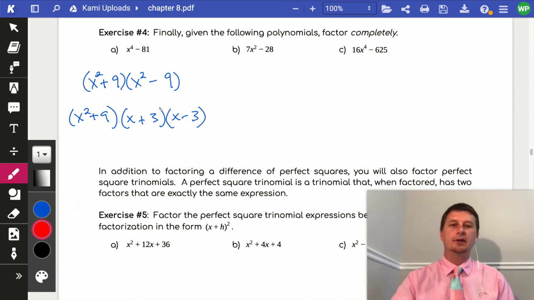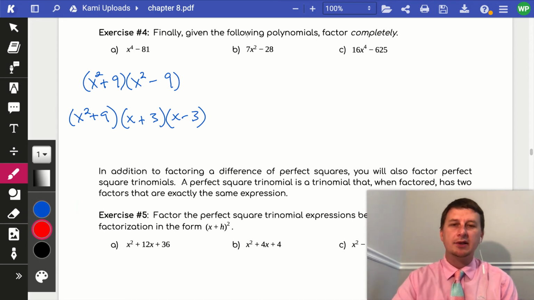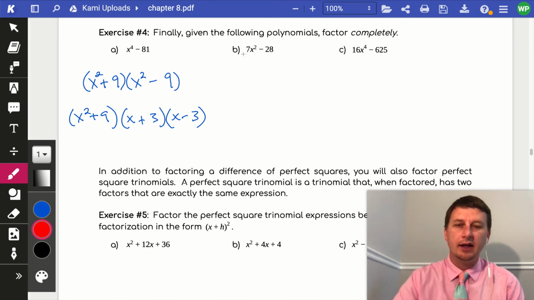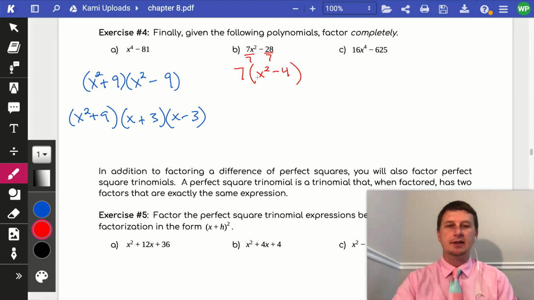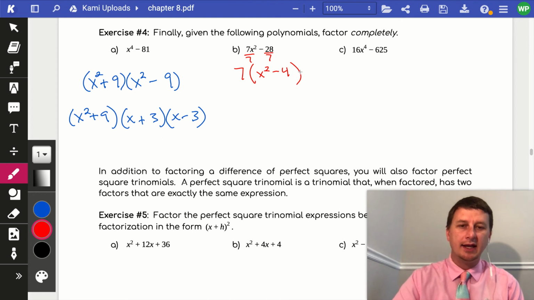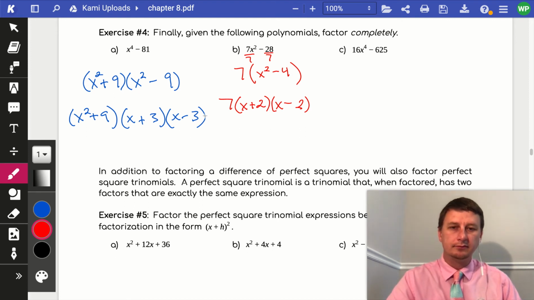All right, let's take a look at part B now. Part B, we want to ask ourselves, is there a GCF? And yes, there is. The GCF here is 7. And we divide each term by 7, and we are left with x squared minus 4. Look inside those parentheses. Can it be factored further? And the answer is yes, once again, because inside those parentheses, we do have a difference of two perfect squares. So we're going to have x and x. 2 times 2 will give us 4, and separate those with a plus and a minus. This is factored completely right here.